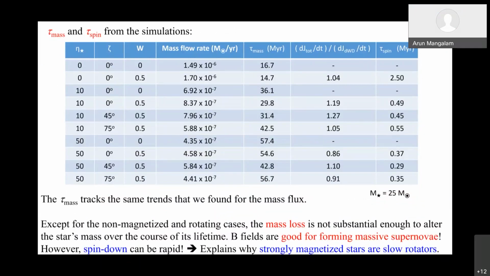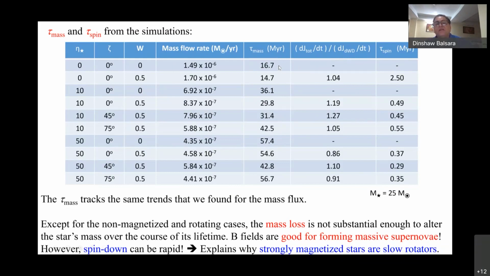So basically, for all of the simulations that we run, we can actually evaluate an M dot and a J dot, and we can compare that J dot relative to the Weber-Davis solution. So this is not a white dwarf, but it is the Weber-Davis solution. And we can go ahead and tabulate from that the time scale over which the star will lose a significant amount of its mass, as well as the time scale over which the star will significantly spin down. And so let's first focus on this column out here.